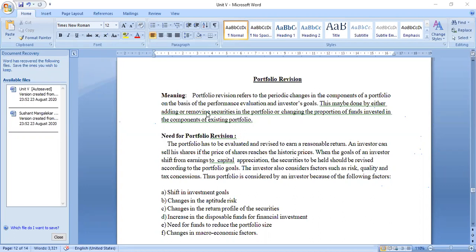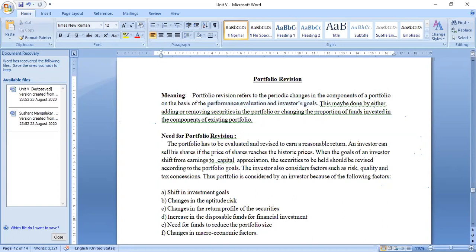Okay. So on the basis of performance evaluation, these are the two important elements that an investor will consider to revise the portfolio. If the portfolio is doing well and it is meeting the investor goals, then there is no need to revise the portfolio. If it is giving negative returns, in such cases there are chances to revise the portfolio, or if it is not meeting the investor goals or they have set certain long-term goals, then they can revise the portfolio for securities which are fetching you long-term returns. So performance evaluation and investor goals are the keys to portfolio revision.